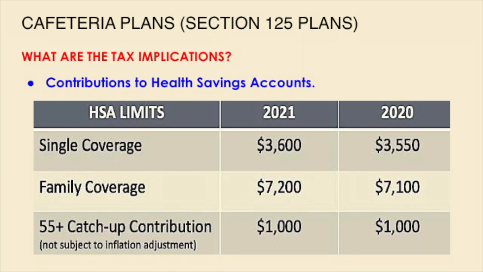Now, the HSA pre-tax contribution limit for 2021 for single coverage is $3,600 and for family coverage is $7,200. And there is also a 55 plus catch-up provision. So if you are 55 years or older, then for self coverage you can contribute up to $4,600, which is 3,600 plus 1,000, and for family coverage you can contribute pre-tax maximum of $8,200, which is 7,200 plus 1,000.